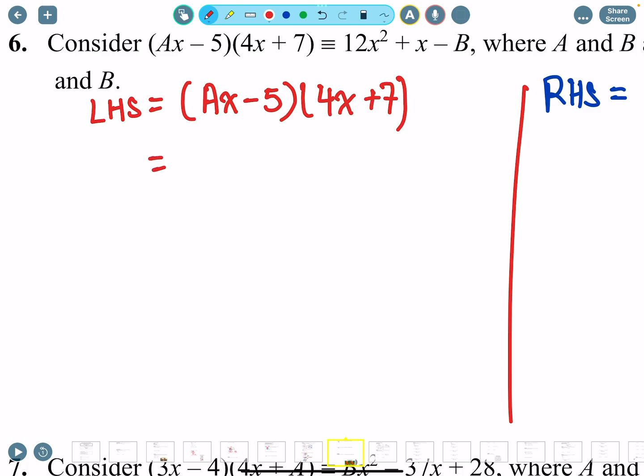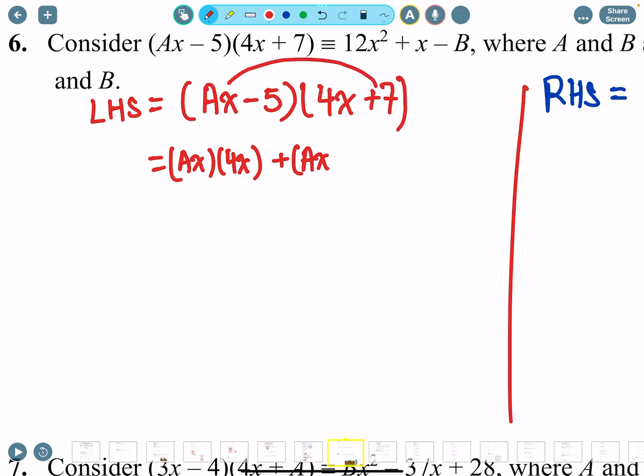Now over here, you have to do rainbow method. So it's ax times 4x. I think I would just write it here, ax times 4x. Now if you're really good with rainbow method, I suggest you skip this step, because this one is annoying to write, quite a lot of things to write. I usually don't write this step over here. So let's see if you're good enough or not.